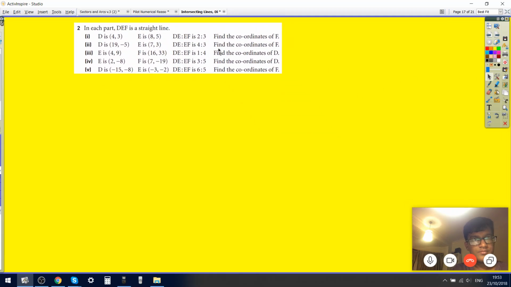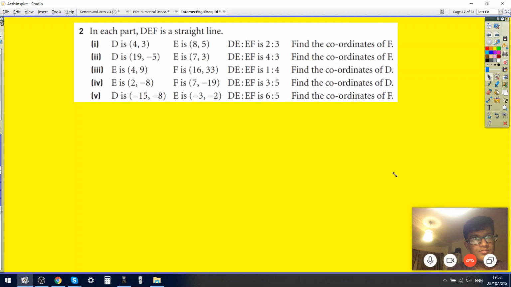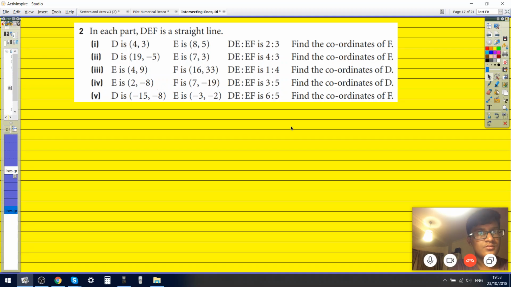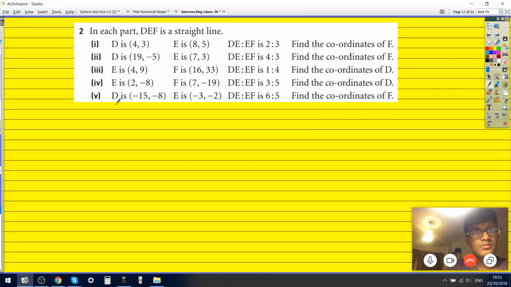Okay, so let's see this one. DEF is a straight line. D is that. E is that. Find F. Sometimes they leave out, they give you the thing in between, and you have to find it. So I think these two in the middle are the only ones worth trying. Should I try both of them or one? I feel like try one. Yeah, okay, so I'll try part 4.